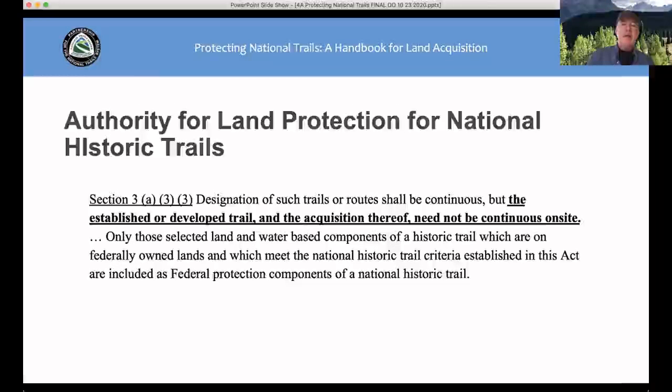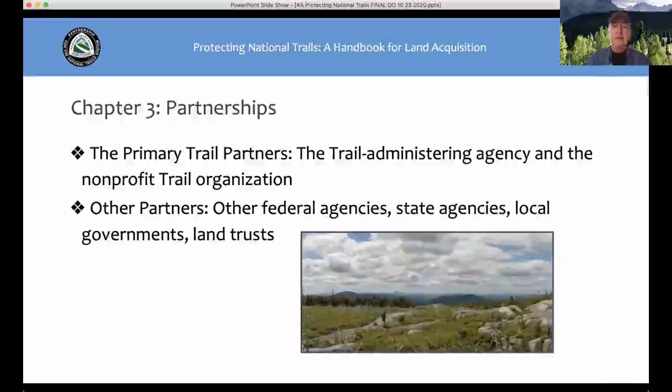So for National Historic Trails, the authority is limited to only those sections of land and water of a National Historic Trail that are administered by federally owned, on federally owned property. And the acquisition does not need to be continuous. But those are the federal protection components of a National Historic Trail. They rely much more on state, local, or private land protection.